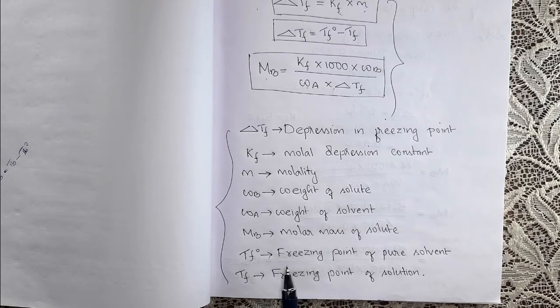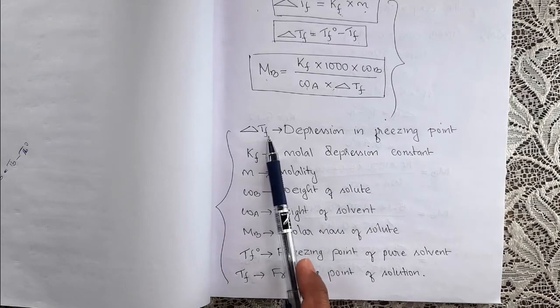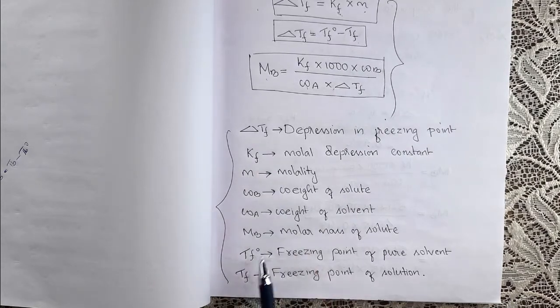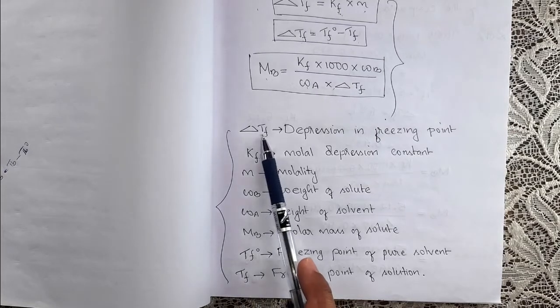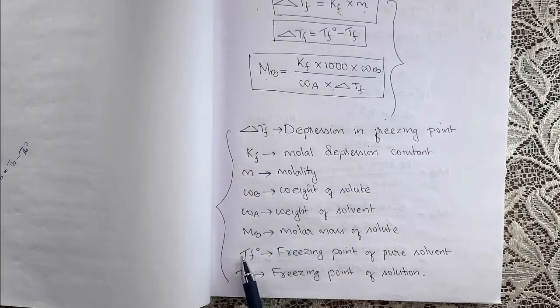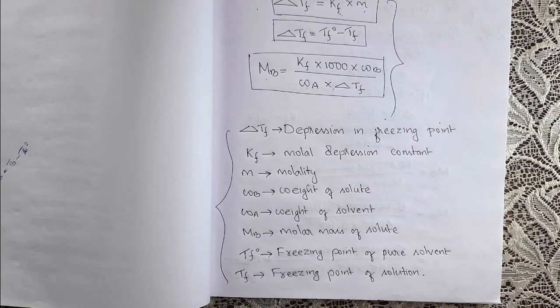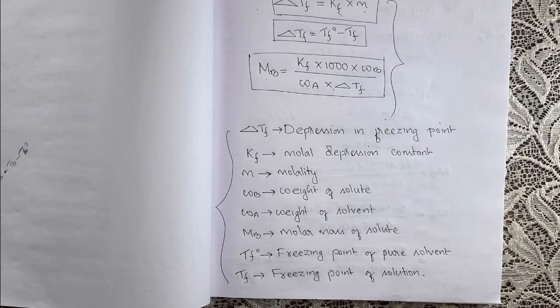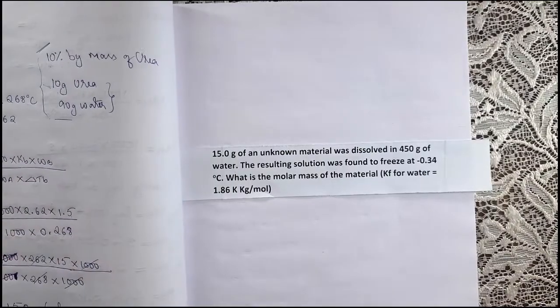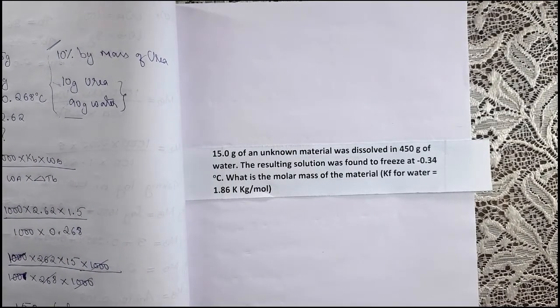So the terms are somewhat similar to the boiling point as well as vapor pressure. Wa, Wb, all these are similar. Previously in boiling point it was delta Tb, Kb, Tb naught, Tb. So out here in freezing point it is delta Tf, Kf, Tf naught and Tf. Just the B term is changing to F. So using these formulas we shall solve the numericals. So let's start our first numerical. So let's start our first problem.